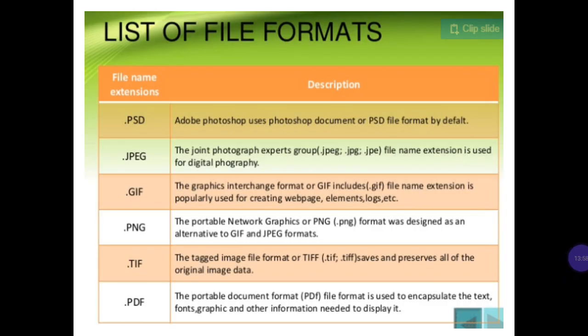You can see their list of file formats and file name extensions: PSD, JPEG, GIF, PNG, TIFF, and PDF. PSD: Adobe Photoshop uses Photoshop documents, or the PSD file format, by default. JPEG: the Joint Photographic Experts Group. JPEG, JPG, and JPE file name extensions are used for digital photography. GIF: the Graphics Interchange Format. GIF, with the GIF file name extension, is popularly used for creating web page elements, logos, and etc.